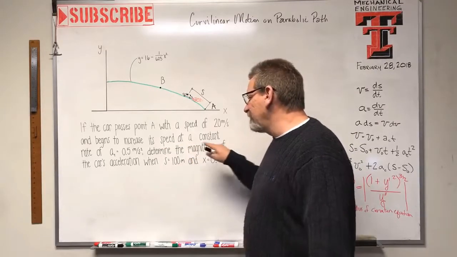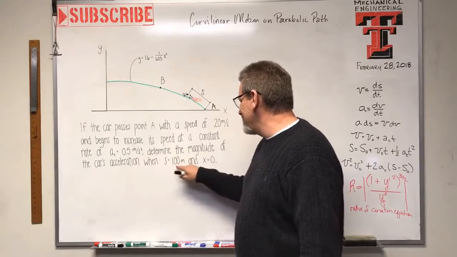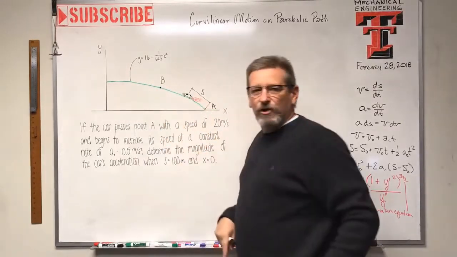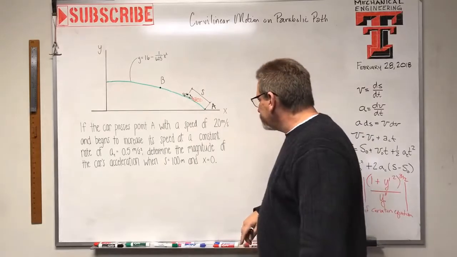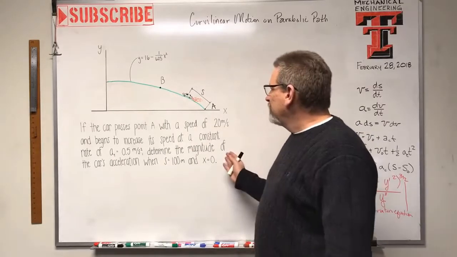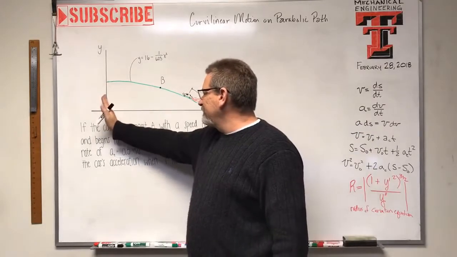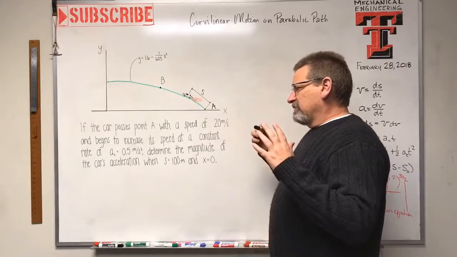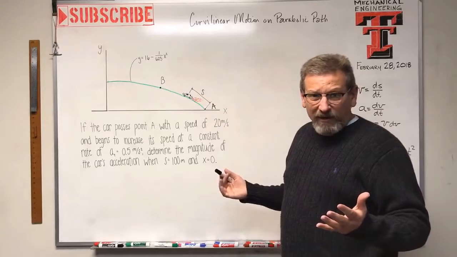Determine the magnitude of the car's acceleration when s equals 100 meters. Now s is the arc length, the distance along the curve. And when x equals 0. So when x equals 0, it's right there. That's the point where x equals 0. So let's see if we can figure this out.